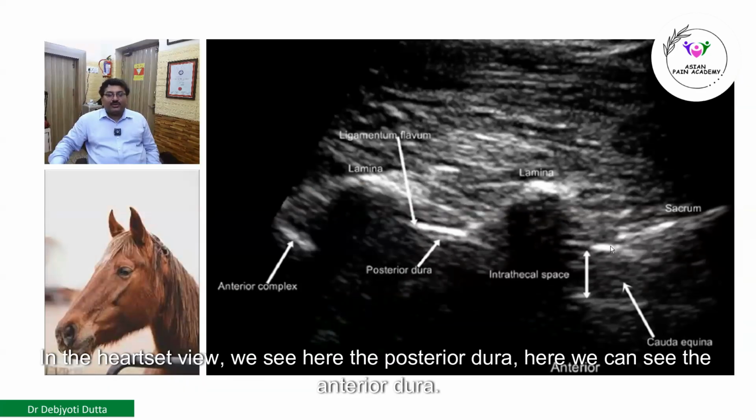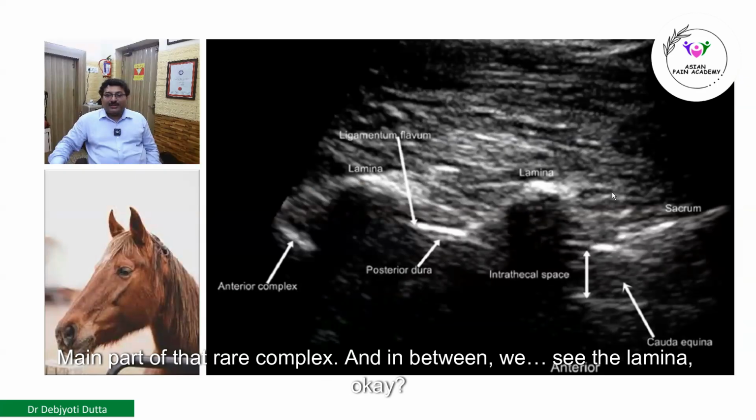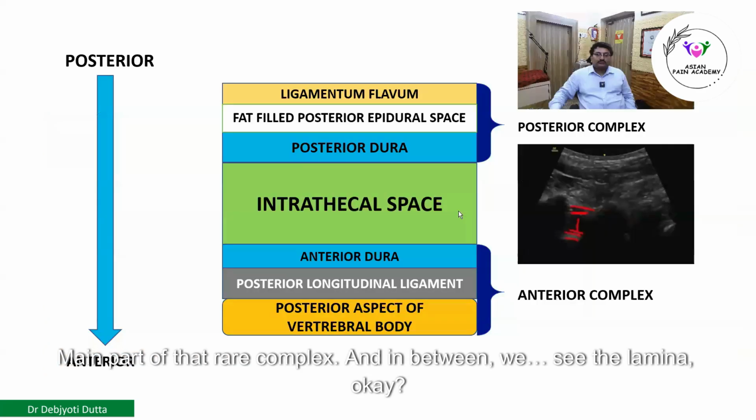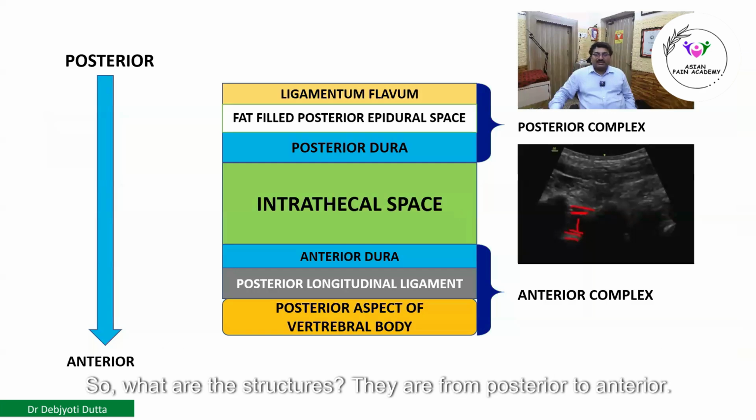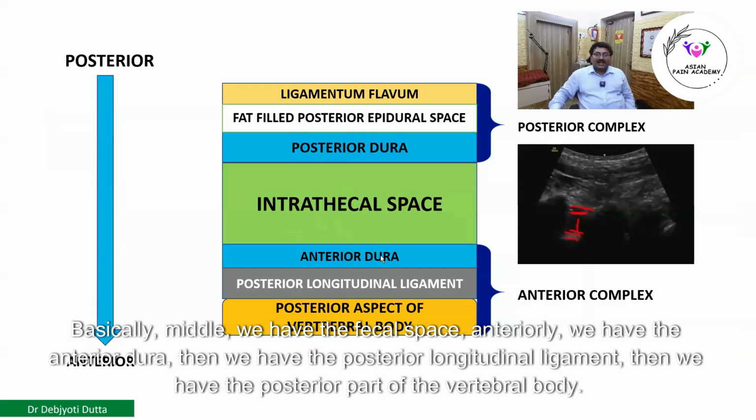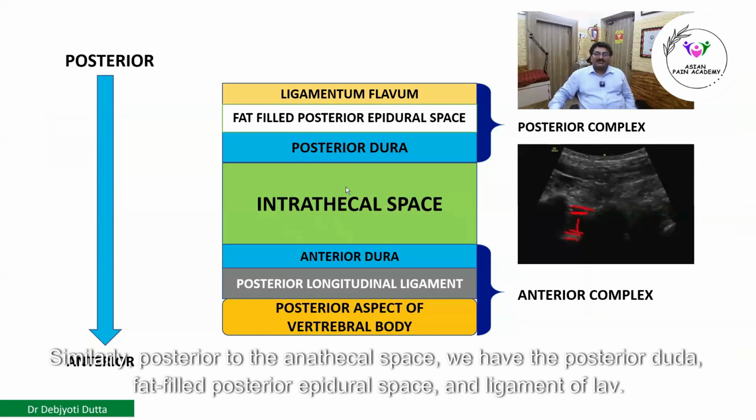In the horsehead view, we see here the posterior dura. Here we can see the anterior dura, main part of the anterior complex, and in between we see the lamina. Okay. So what are the structures? They are from posterior to anterior. Basically, in the middle we have the thecal space. Anteriorly we have the anterior dura. Then we have the posterior longitudinal ligament. Then we have the posterior part of the vertebral body. Similarly, posterior to the thecal space, we have the posterior dura, fat-filled posterior epidural space, and ligamentum flavum.